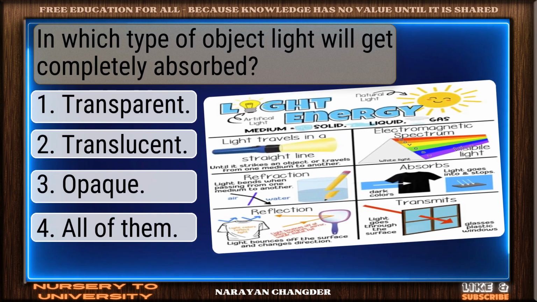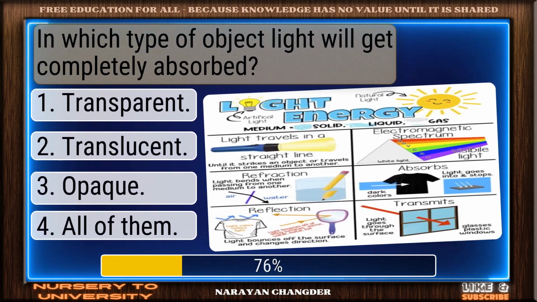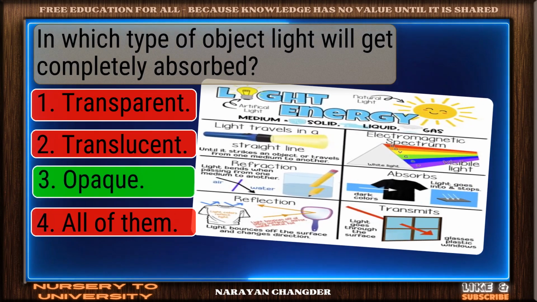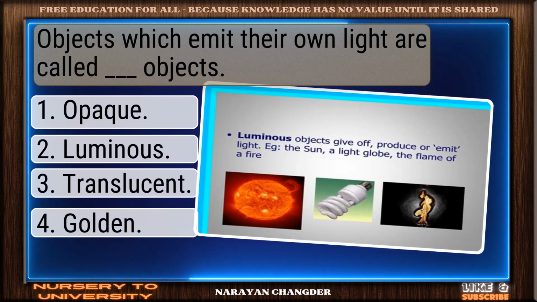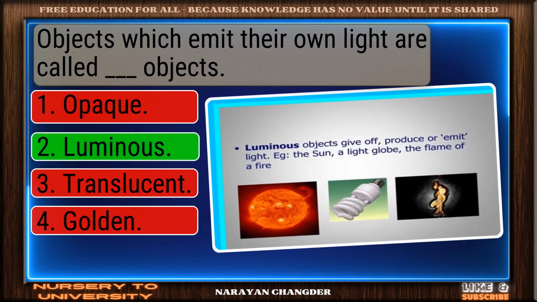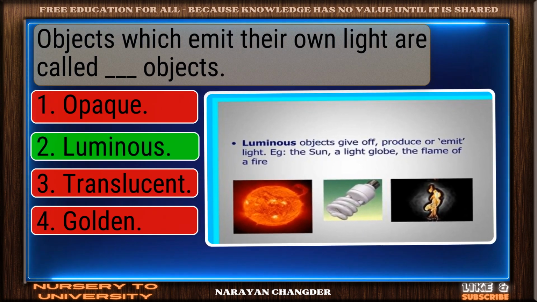In which type of object light will get completely absorbed? Right choice. Opaque is the best answer. Objects which emit their own light are called dash objects. Well picked. Luminous is the correct answer.